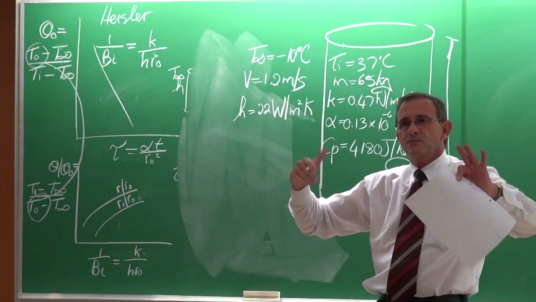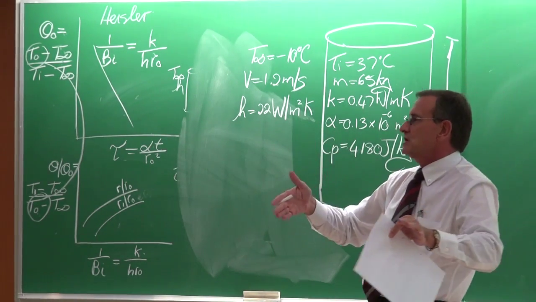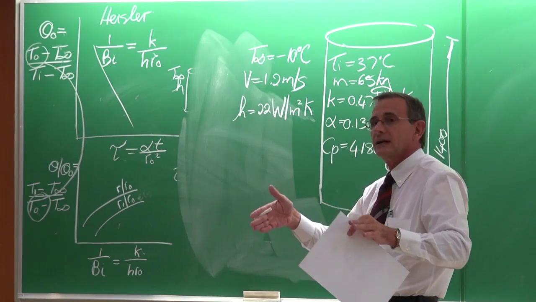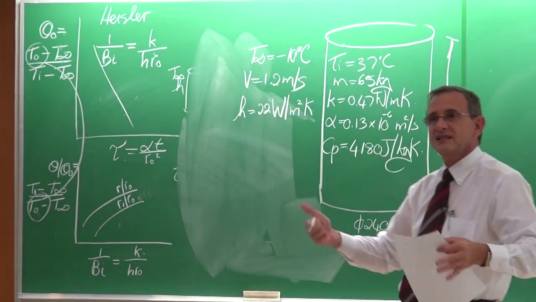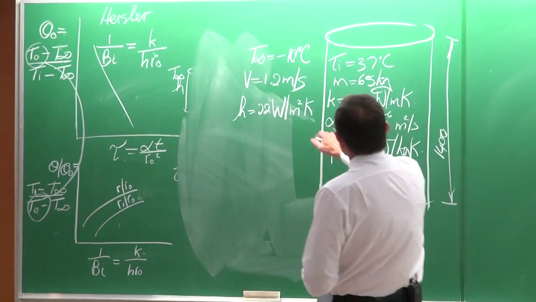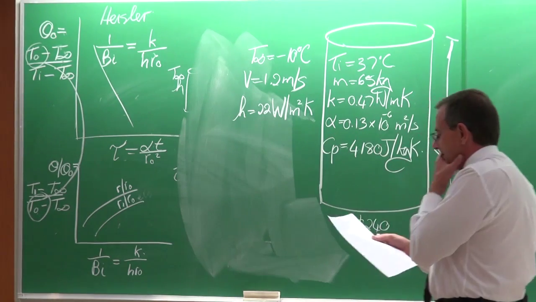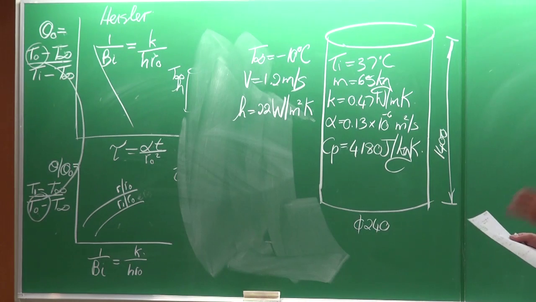We always work in temperature differences. The temperature difference in degrees Celsius and in Kelvin are exactly the same, so you can write it as per Kelvin or per degree Celsius. Okay, so now let's see if we can use this graphical solution.